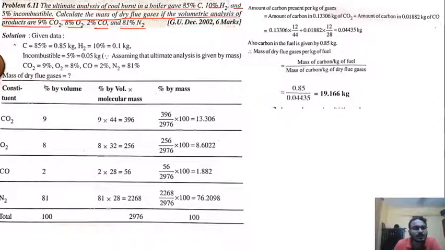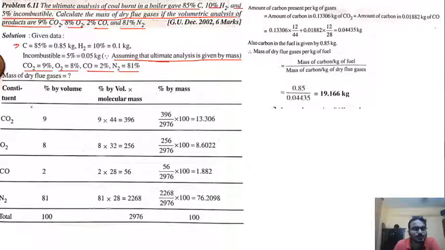So the first thing available to us is the ultimate analysis, which gives carbon to be 0.85 kg, hydrogen to be 0.1 kg, and incombustible to be 0.05 kg. Here we have assumed that the ultimate analysis is given by mass. Apart from this, we are given the volumetric analysis, that is CO2 9%, oxygen 8%, CO 2%, and N2 81%. What we require to calculate is the mass of dry flue gases.